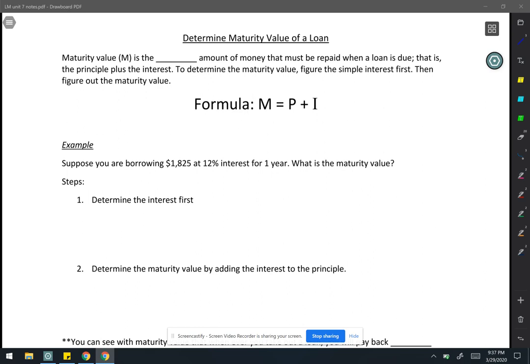All right, guys, we're going to be looking at determining the maturity value of a loan. Maturity value is the full amount of money you're going to be repaying back when your loan is due. That is the principal plus the interest. To determine maturity value, figure the simple interest first, which we just went over, and then you're going to figure out the maturity value, which is really simple.